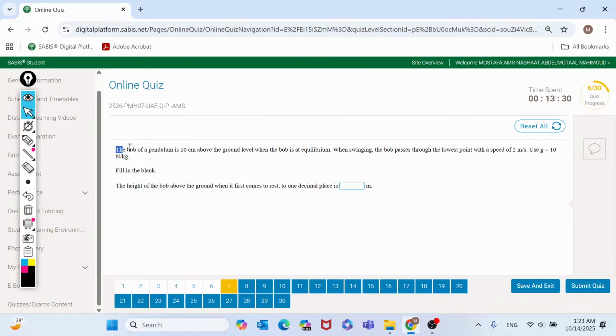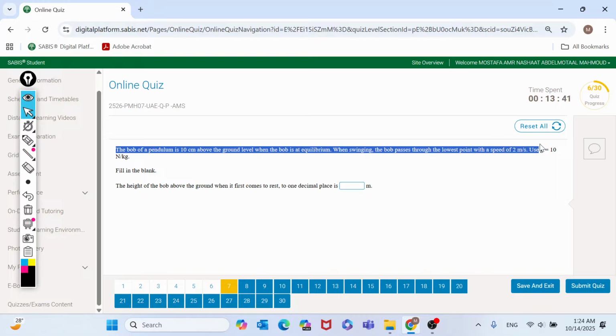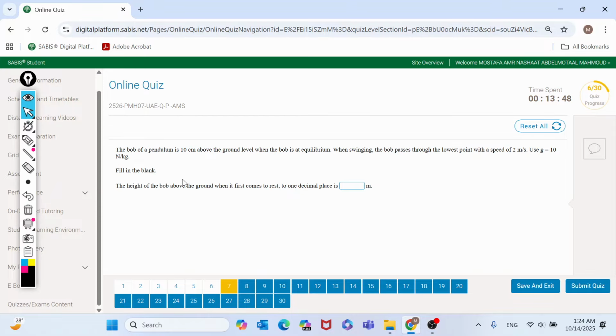The bob of a pendulum is 10 centimeters above the ground level when the bob is at equilibrium. When swinging, the bob passes through the lowest point with a speed of 2 meters per second. g equals 10 newtons per kilogram. Newtons per kilogram is the same as the gravitational acceleration. What is the height of the bob above the ground when it first comes to rest, to 1 decimal?